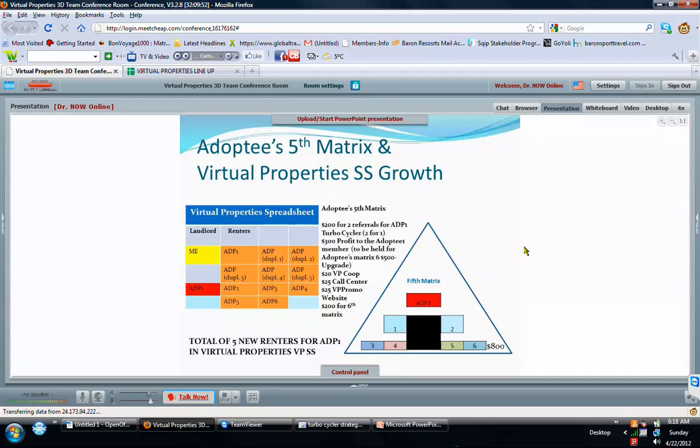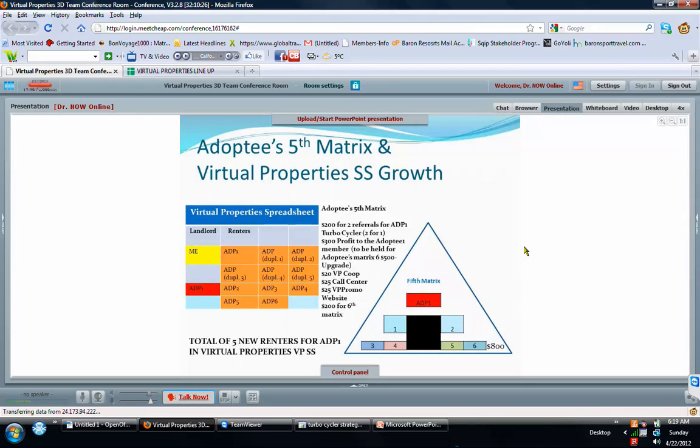So you were able to mark him as paid. So now there's $800 here in the fifth matrix from your adoptee, $200 for 2 referrals for the adoptee. So that gives the adoptee now 5 people. As you can see, the total of 5 new renters for the adoptee number 1 in virtual properties and on our spreadsheet. So if you look on the left, what do you see? You see yourself with 5, and you see your adoptee with 5. Isn't that perfect? Isn't that what we want?